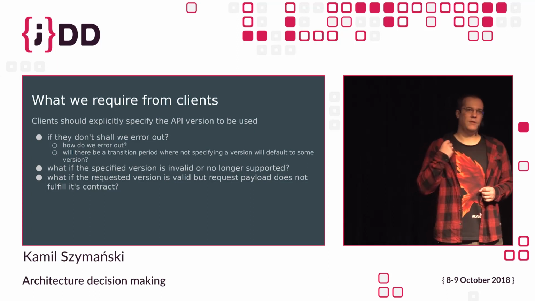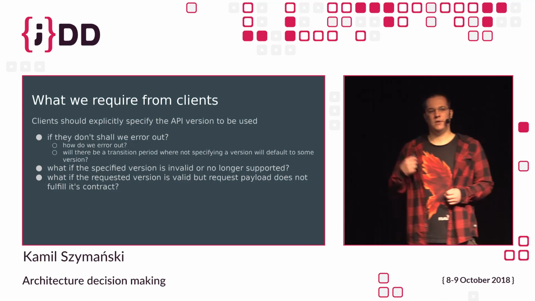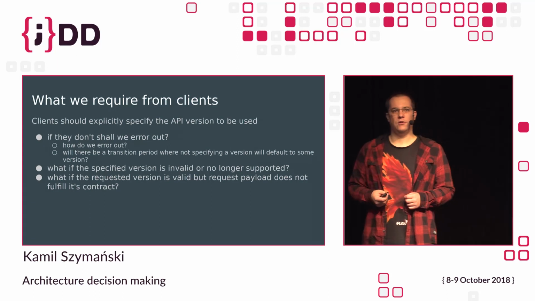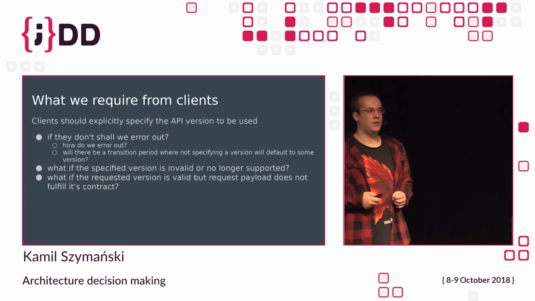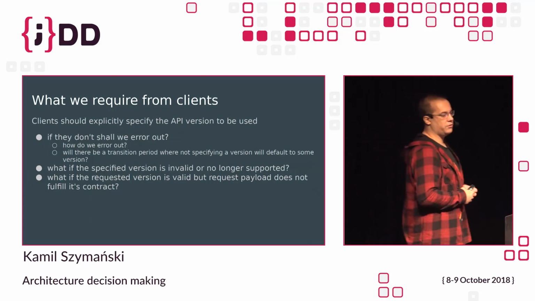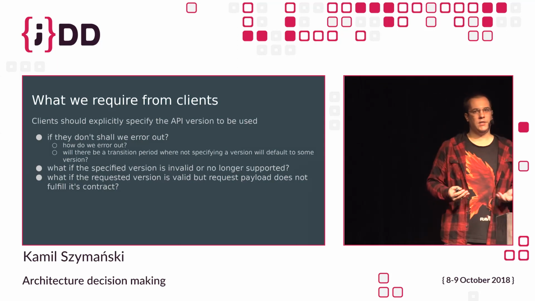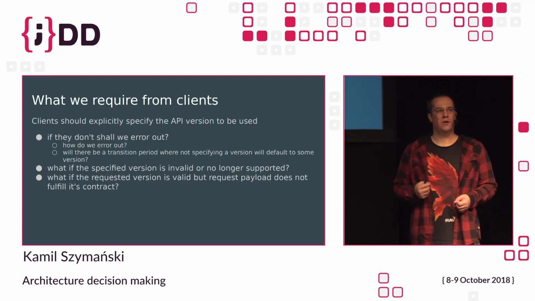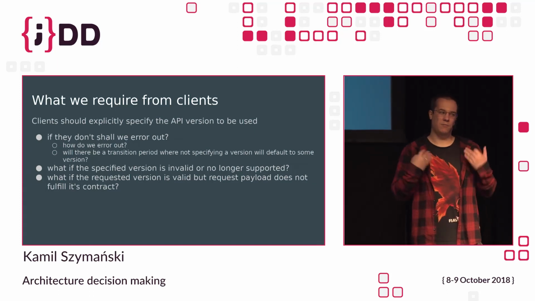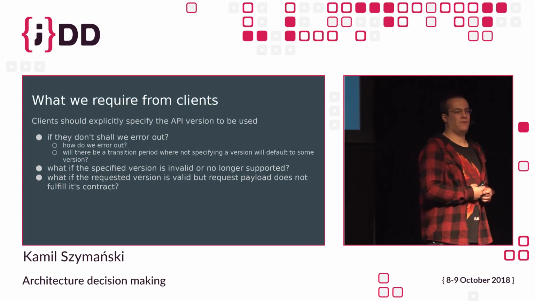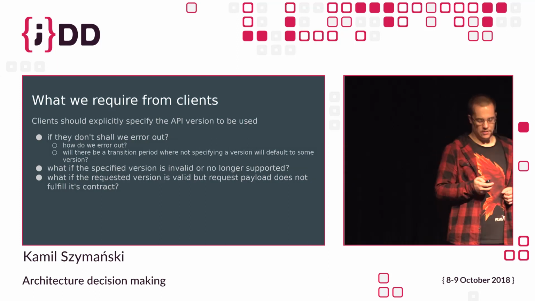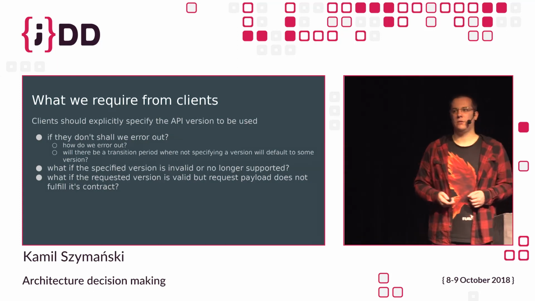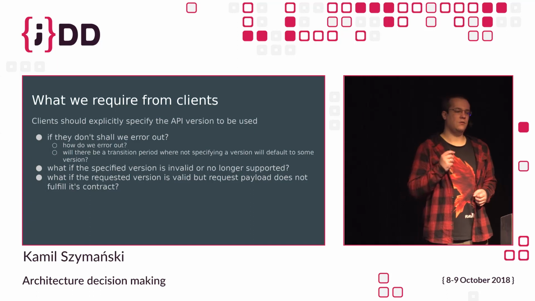What happens if the version they specified is an existing, valid version, but the payload they are sending is not fulfilling the contract of that version? So let's say I want to use the version 3 of the API, but the payload is not updated by me, so I'm sending the payload of the API of version 2. What happens then? And as you can see, there's a plethora of things that we need to evaluate.